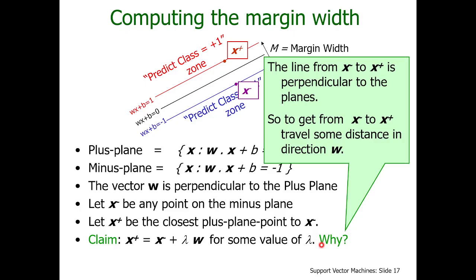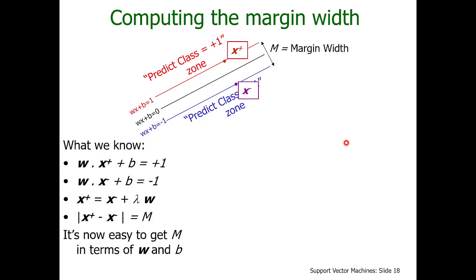So in that case, why are we getting this? Because the line from x minus to x plus is perpendicular to the plane, and so to get from the -1 to +1, we travel some distance in the direction of your w, and based on that we are trying to get the line, right? And once you have calculated that, you will try to identify or calculate this margin width, okay.